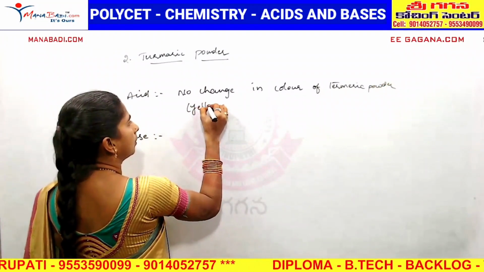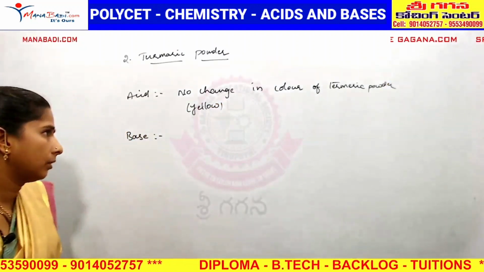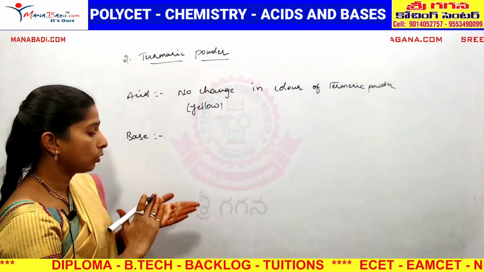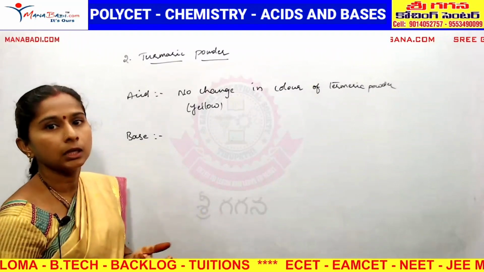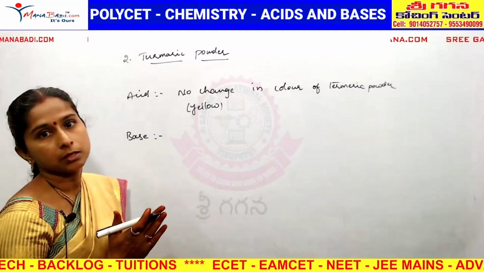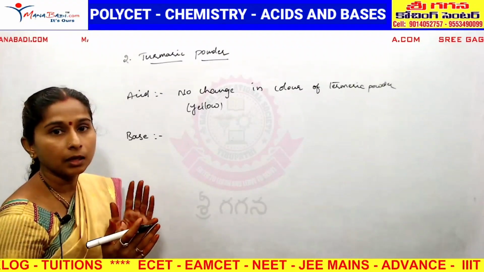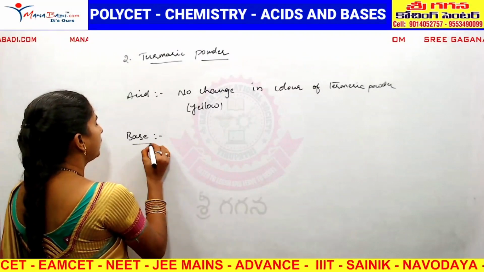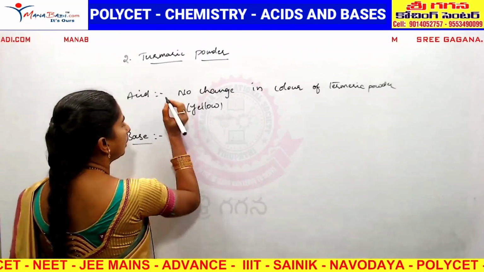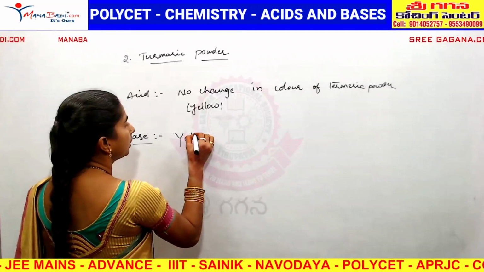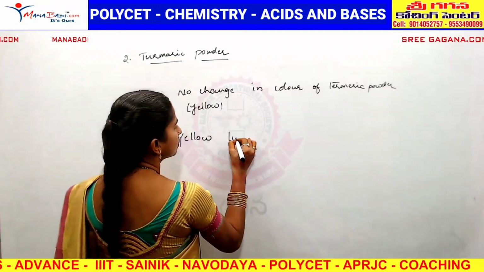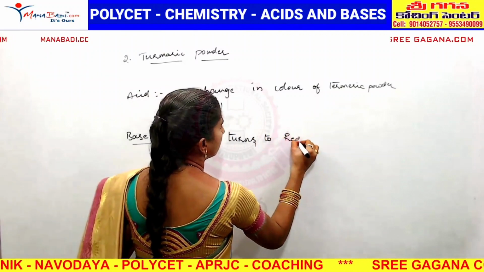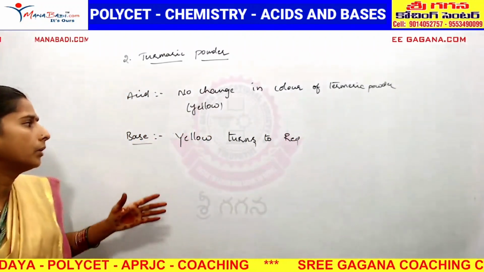Right. If we apply turmeric paste to our hands and wash it with soap, soap contains base, and that yellow color turns to red. So with the base, turmeric yellow turns to red. We generally see this in our daily life.